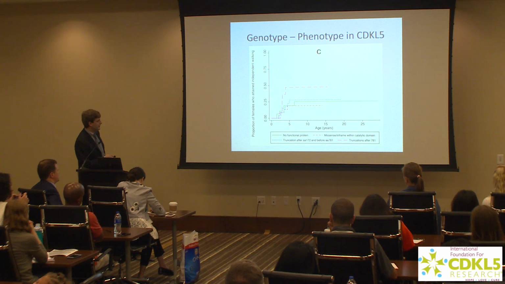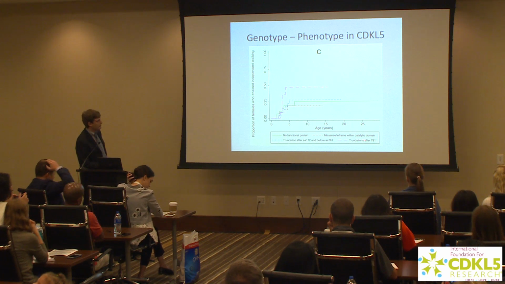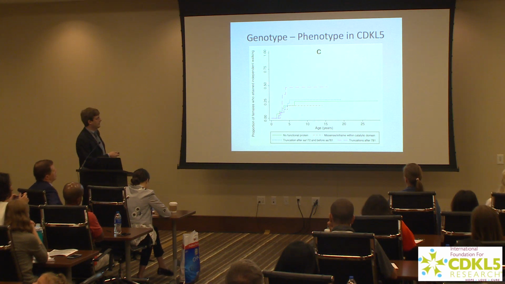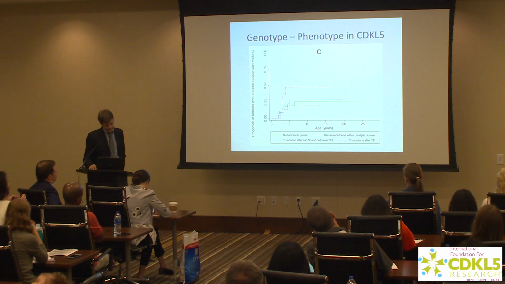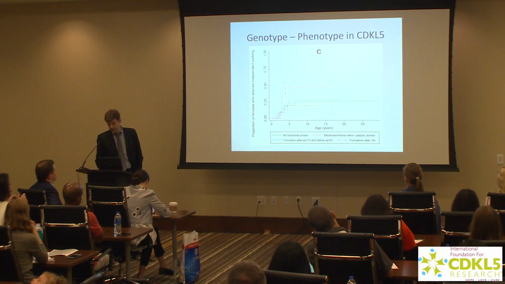For instance, the proportion of females who attained independent walking is plotted here, and you can see over age, if you, for instance, follow those with truncations after position 781, it seems that a bigger proportion, listed on the y-axis, achieves ambulation than earlier mutations. But this is still a work in progress as well. So there may be some correlation to actual location of the mutation.